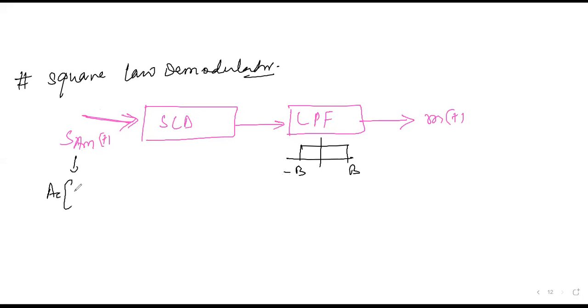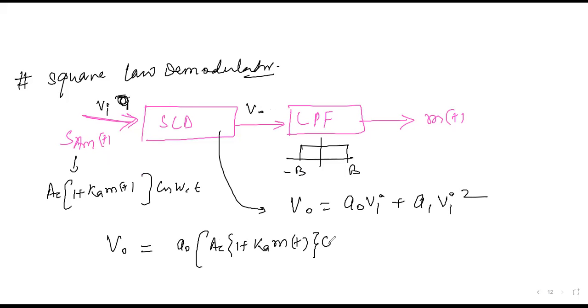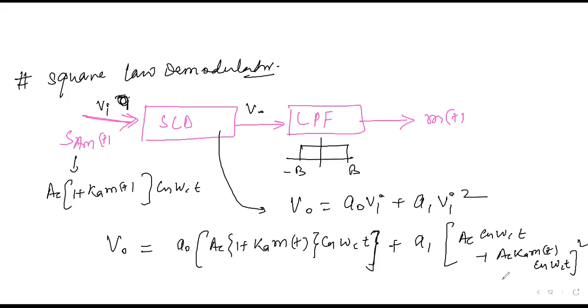The AM signal is Ac into 1 plus k into m(t) cos(omega_c t). Now, a square law device. Let's say this is Vi and this is V0. So V0 will be a0 times Vi plus a1 times Vi squared. So V0 can be written as a0 times Ac into 1 plus k m(t) cos(omega_c t), plus a1 times Vi squared. So this is Ac cos(omega_c t) plus Ac k m(t) cos(omega_c t), whole squared. Got it, my dear friends? Is it clear? Please write each and everyone.